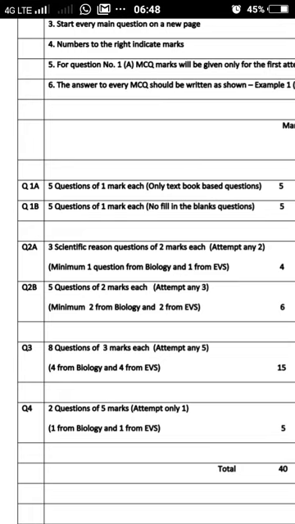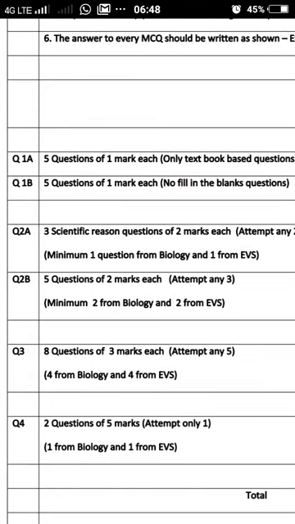And question number 4: 2 questions will be there, each of 5 marks, and you will have to attempt any 1 out of them. And in this also 1 from biology and 1 from the EVS or environmental science. So in this way, this all together becomes 40 marks, and with options it is 60 marks. Similarly for science 1 also, instead of biology and EVS, there is chemistry and physics. So that is the only difference.